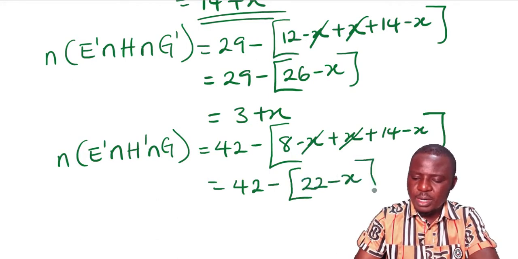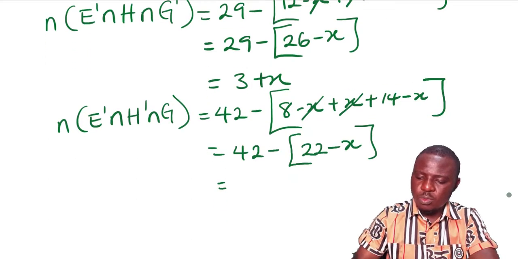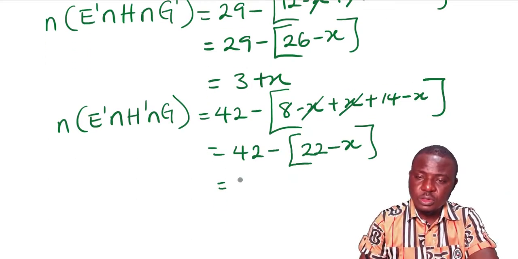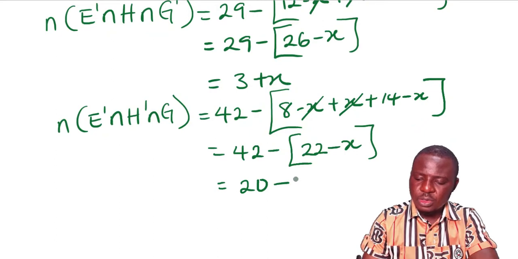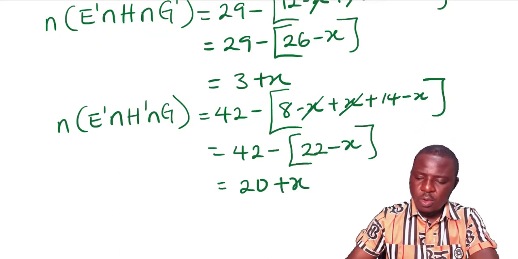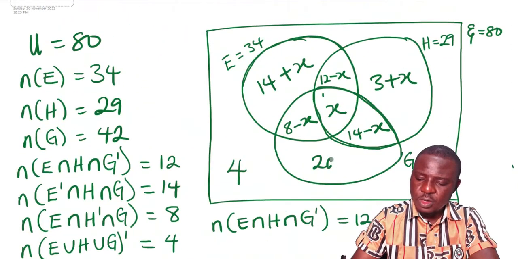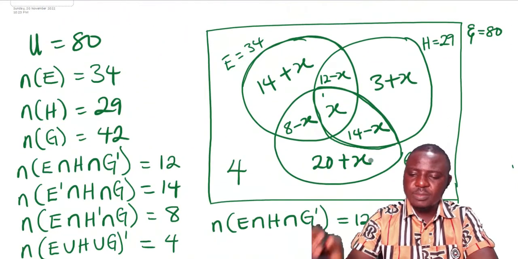So this is 22 minus x. And when you simplify further, 42 minus 22 gives us 20 plus x. So those who study only government are said to be 20 plus x. So I have 20 plus x.